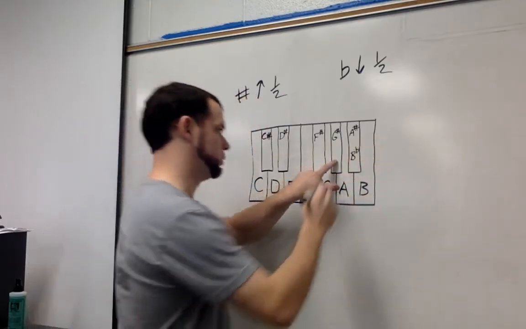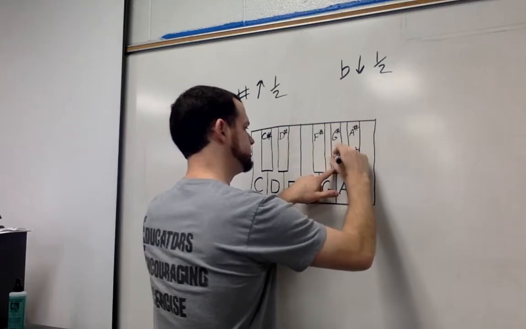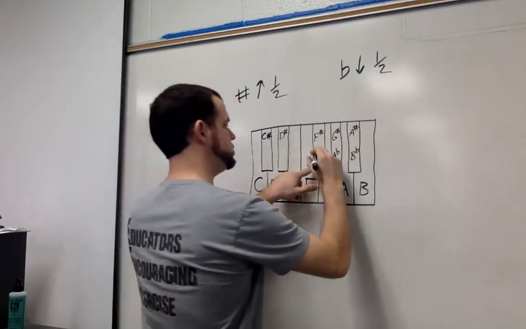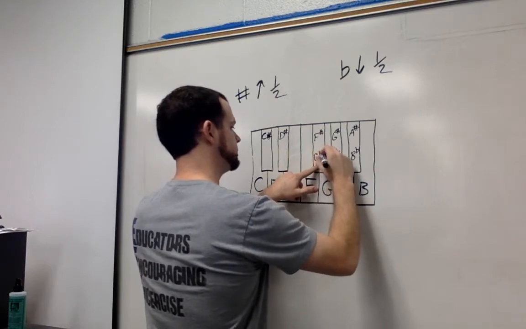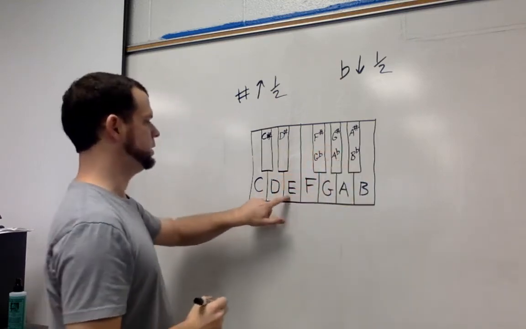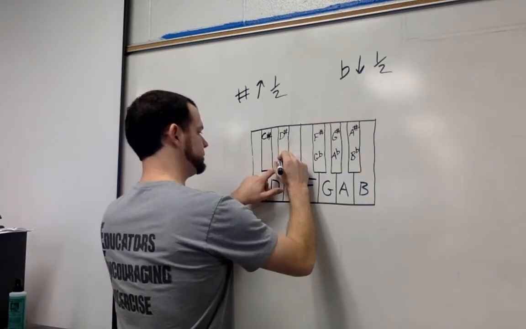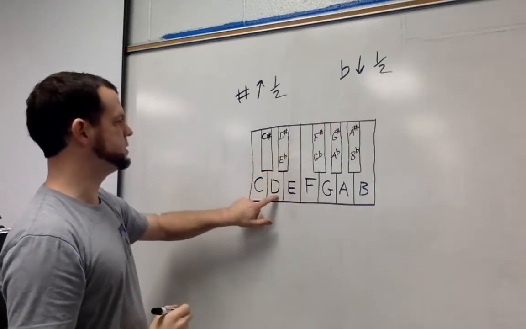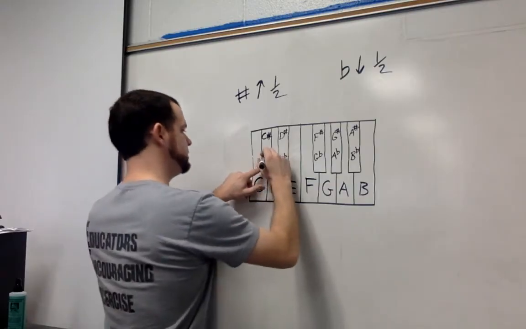A, lower it to A flat. G, lower it to G flat. E, lower it to E flat. And of course D, we can lower it to D flat.